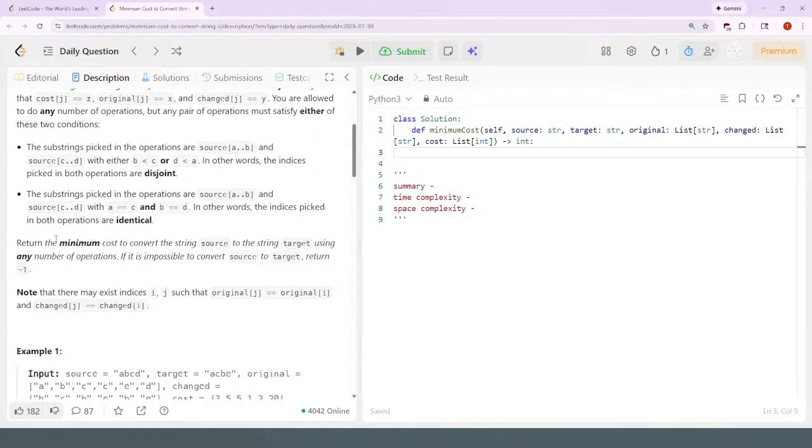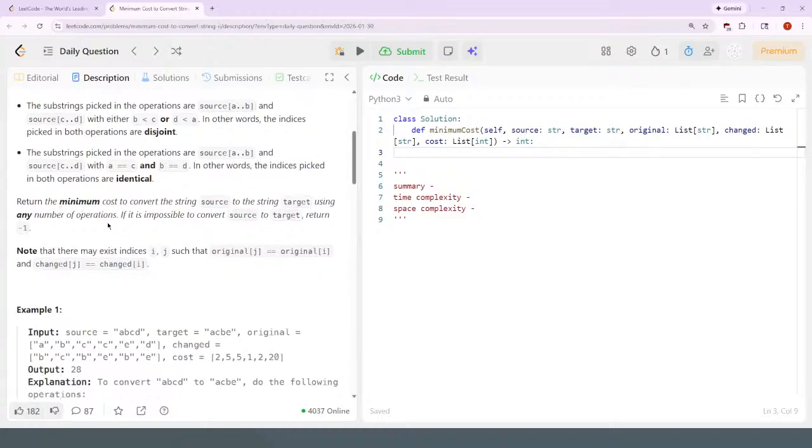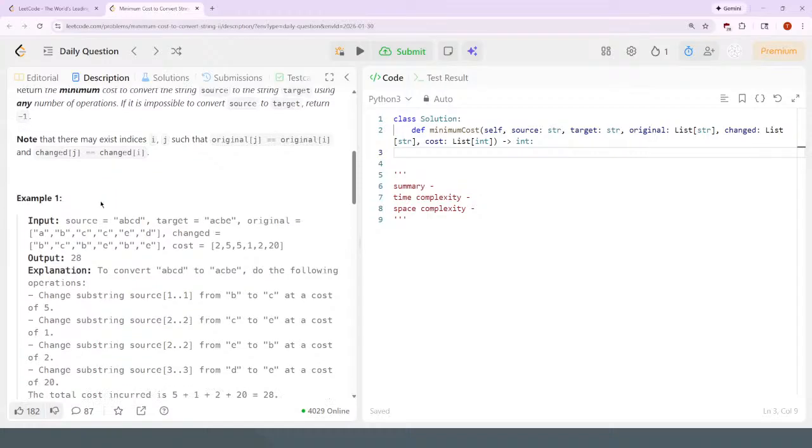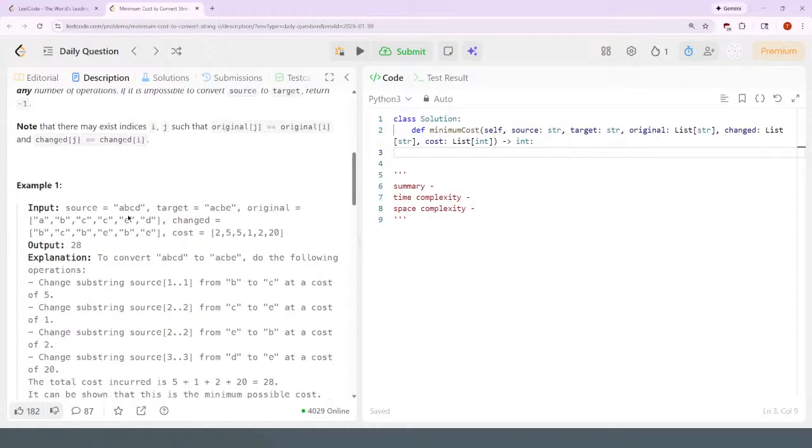Oh, mama. This seems complicated. Return the minimum cost to convert the string from source to target using any number of operations. If it's not possible to convert, return -1. Okay, let's just look at the examples here. ABCD to ACBE. This is the same example as yesterday.